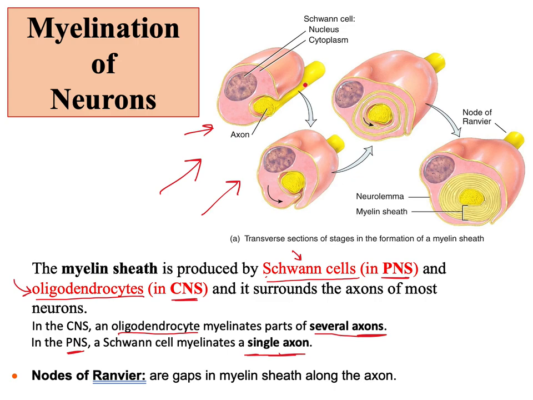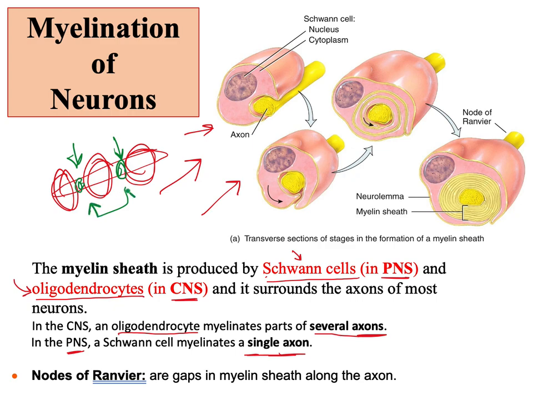One more thing to mention here is that the myelin sheath is not continuous. If this is the axon, the myelin sheath is not continuous around the axon. That means you have gaps here, right? These gaps we call nodes of Ranvier. The nodes of Ranvier are important for the conduction of impulses.